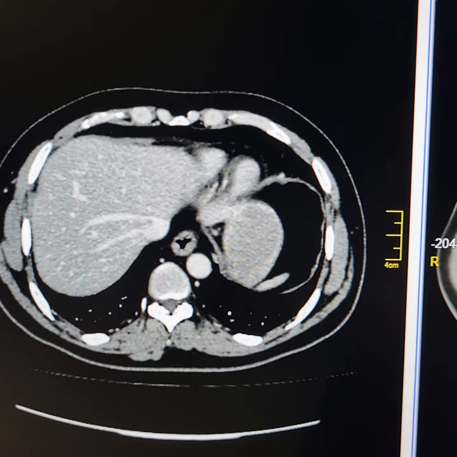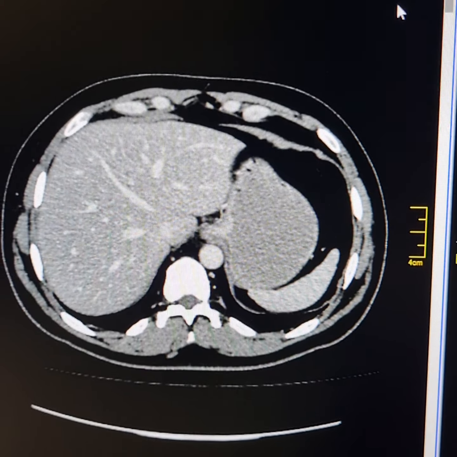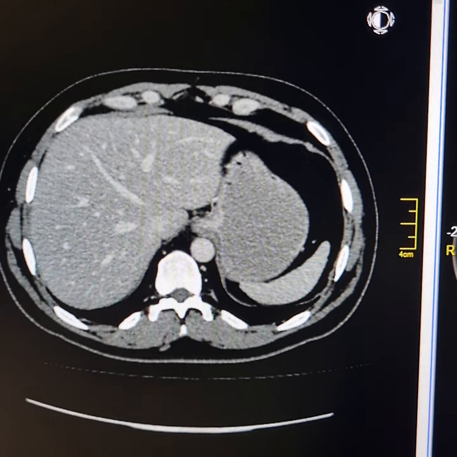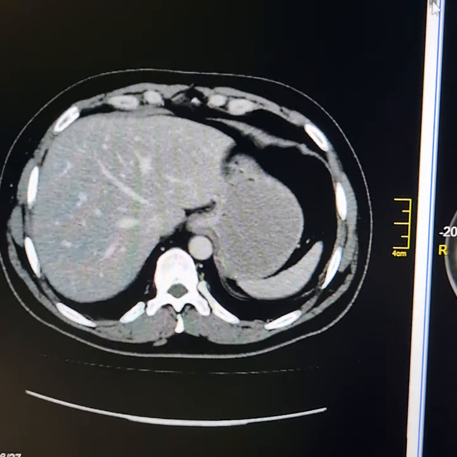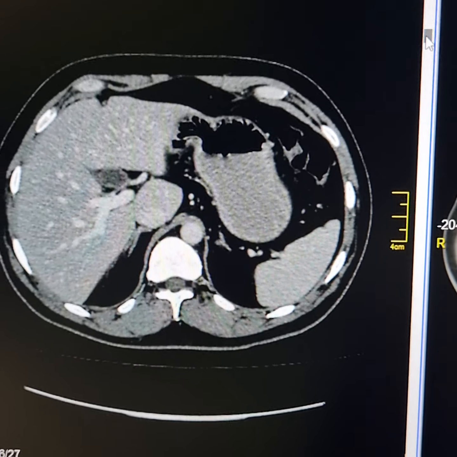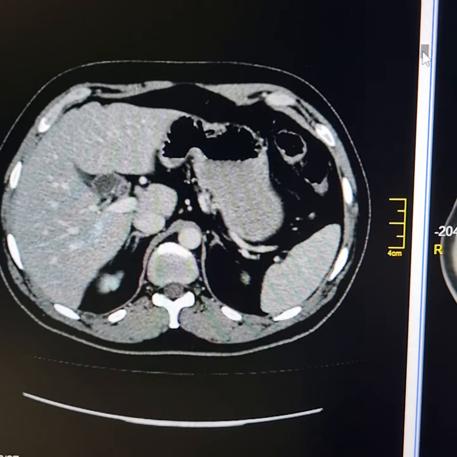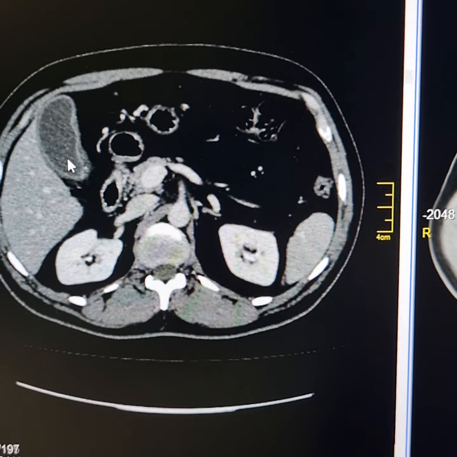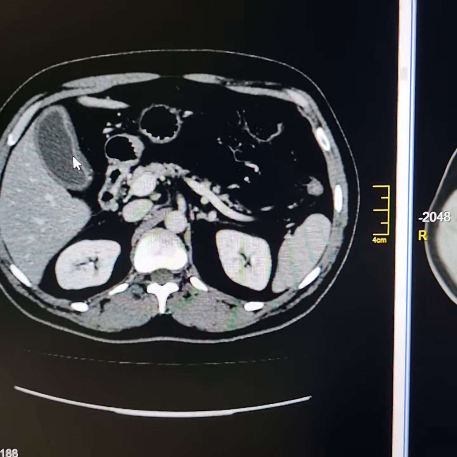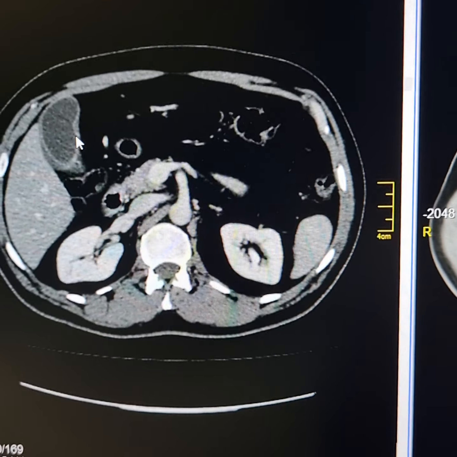This is a contrast CT scan of a young patient. I am sharing this case for two reasons. The patient is having pain in the epigastrium and in the right hypochondrium for almost the last 1 month. Now please observe the distended gallbladder and its significant wall enhancement.